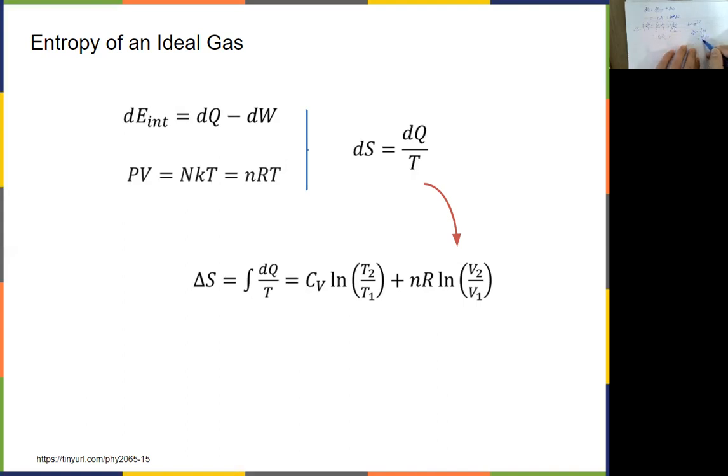If I do integration of this, again it's dV over V, so it will give you a natural logarithm function. If you integrate dW over T, it will give you nR natural logarithm of V2 over V1. So that's where the second term is coming from. So for an ideal gas, its entropy change you can calculate with this one plus that one, for any ideal gas.